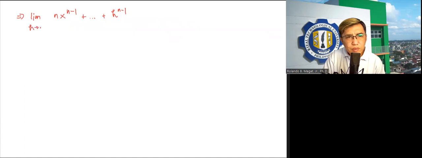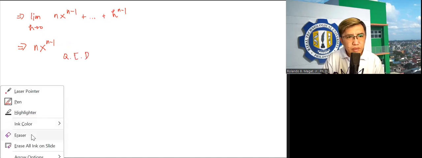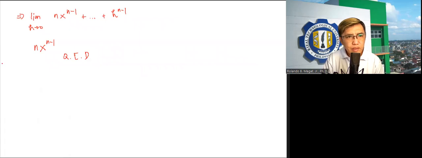But we know that h approaches 0. So whenever h approaches 0, h raised by n minus 1 and all the terms aside from the first term are equal to 0. So therefore, we're able to show that we have n times x raised by n minus 1. QED. So this is the derivative of the function f of x.